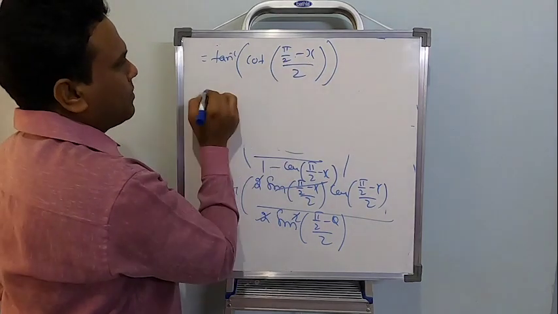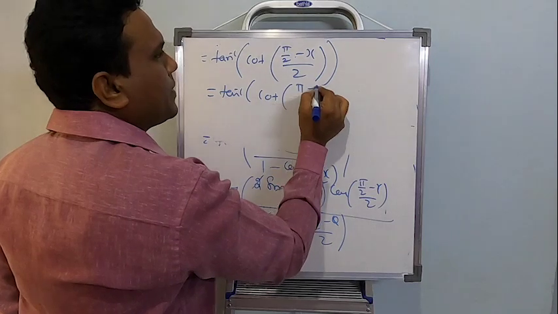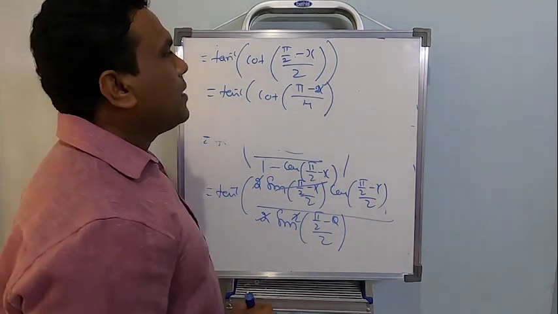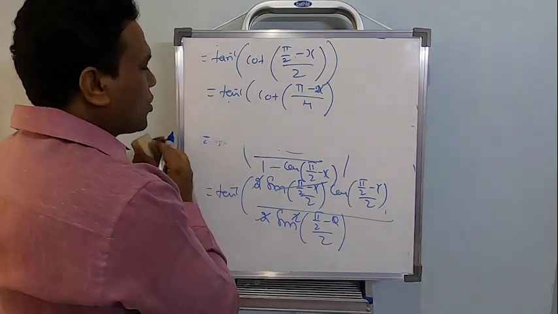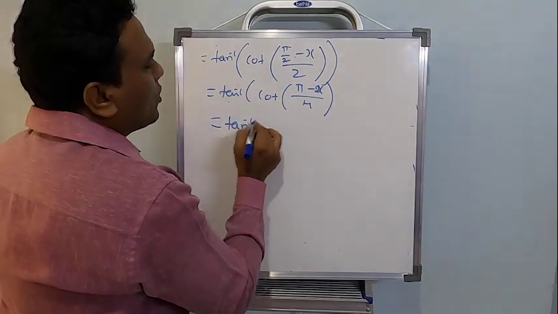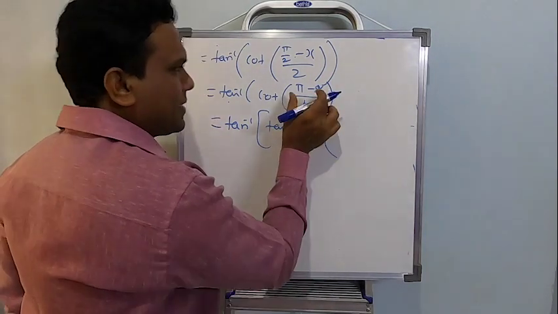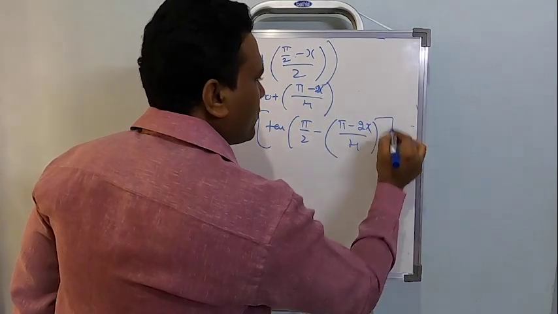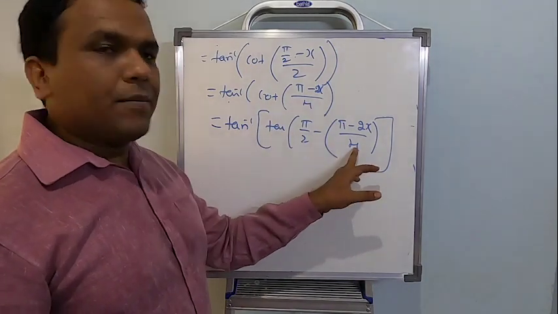I will simplify this further before I continue. Tan inverse of cot of, on taking LCM, (pi minus 2x) by 4. Now, this is tan inverse and this is cot, so I cannot eliminate. So cot will be converted in terms of tan. Cot will be written in terms of tan: tan of 90 minus theta, where theta is (pi minus 2x) by 4. Right. The formula is cot theta can be written as tan of 90 minus theta.